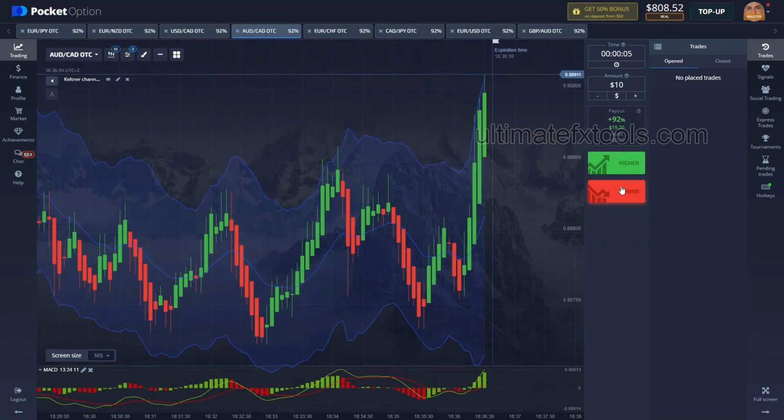Take a look at this AUD CAD. It is what we call the tower at the top. It is the best opportunity to go lower if you encounter this huge price spike in split seconds. Let us go for lower at this highest Keltner Channel.